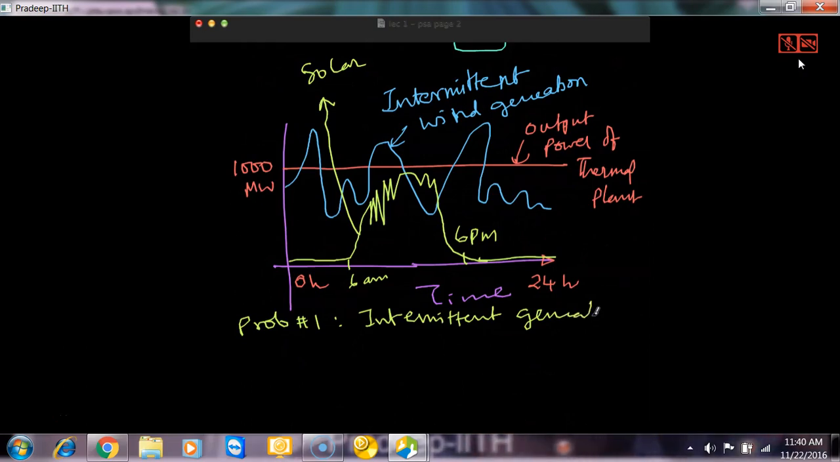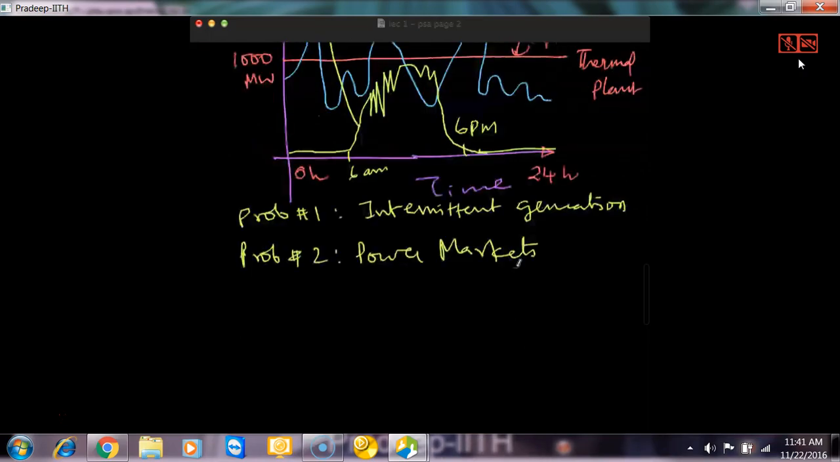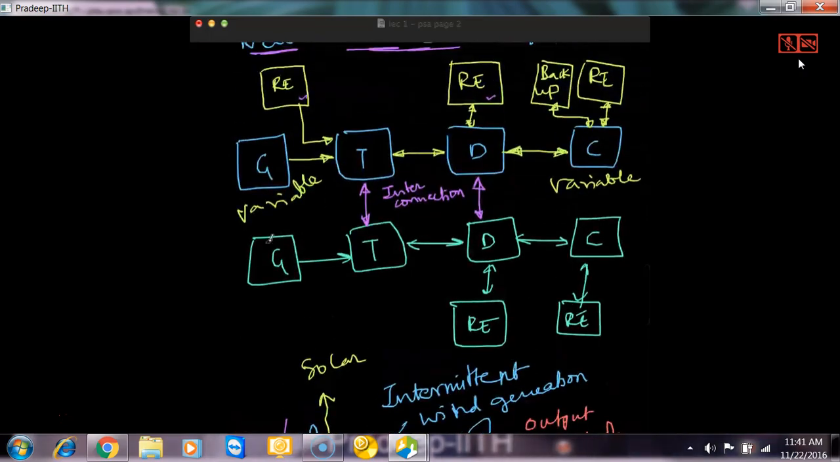So another problem is markets. Okay, so problem 2 is markets, power markets. Let's say I go back to this grid. Let's say this generator, the cost is 5 rupees per unit, whereas this generator, the cost is only 3 rupees per unit. So now I am a distribution company in this region. So instead of buying power from this generator, I want to buy power from the neighboring region's generator because there the cost is less.